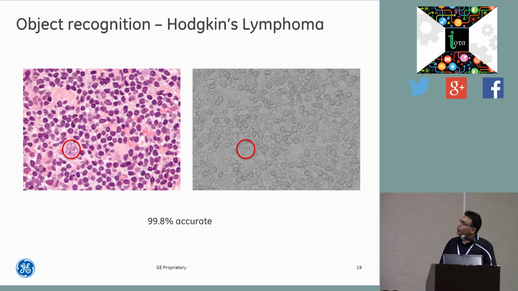Now I'm going to show you some of the results. So this is one of the cases. On the left-hand side, you can see in that red circle, that's one of the Hodgkin lymphoma cells. And on the right-hand side, this is some of the internal feature detected areas. And we are able to achieve a very high level of accuracy in this case. You can see it's very close to almost 100%.